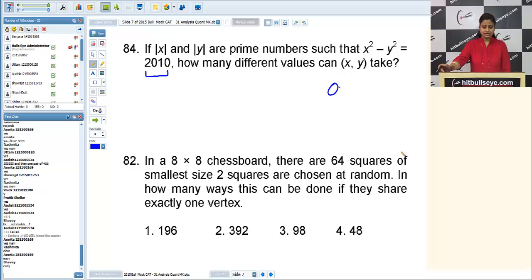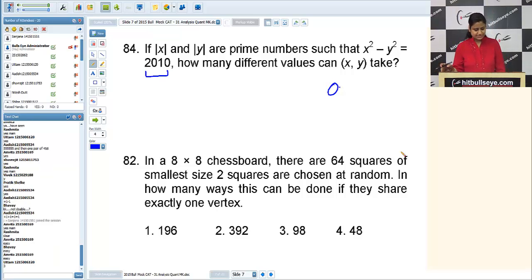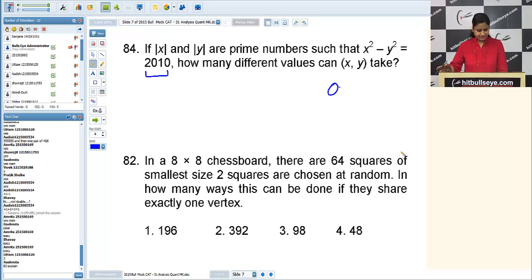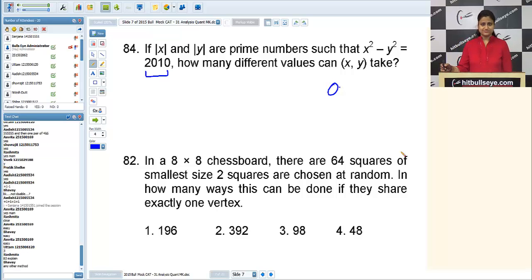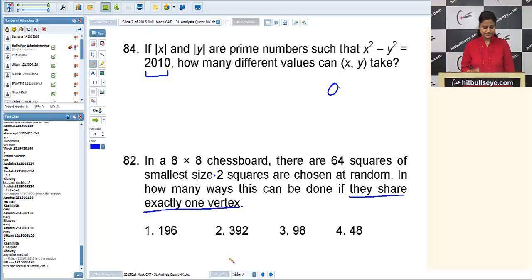What about question number 82? We had, I think, 2 questions on chessboard. It was an easy question again, and I think in some permutation combination workshop I have discussed all the chessboard questions. 82nd. Okay, Rashmita, let us see. In an 8x8 chessboard where there are 64 squares, there are 64 squares of smallest size. 2 squares are chosen at random. In how many ways can this be done if they share exactly one vertex?